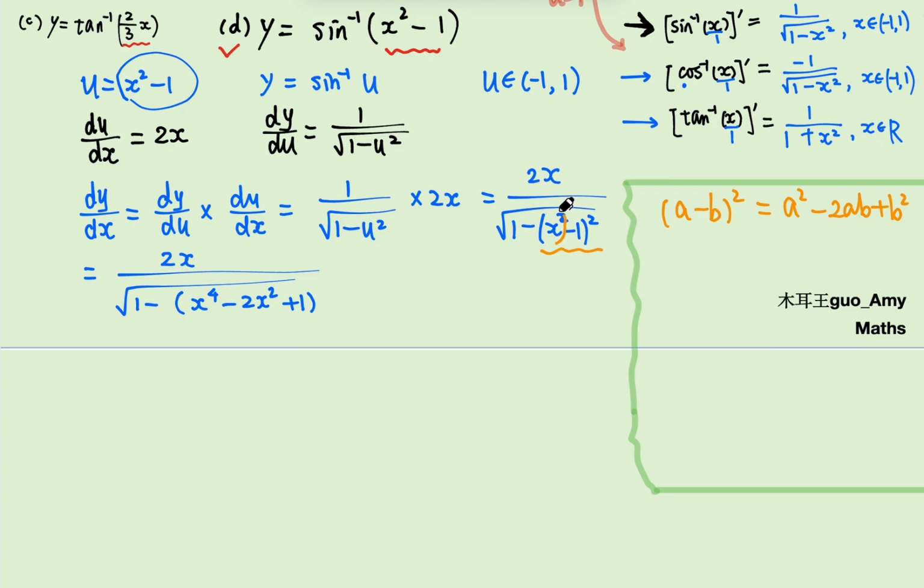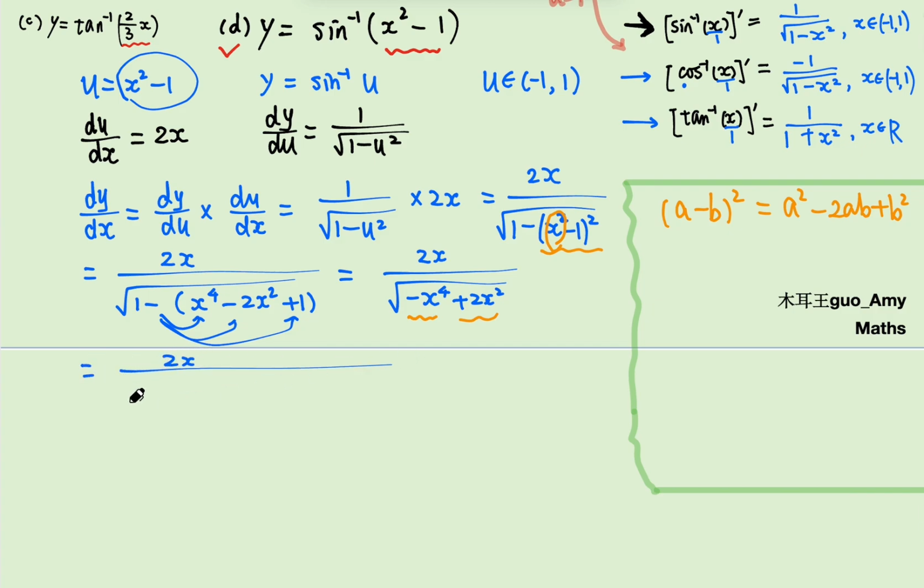Here, by comparing with the formula, a is x squared and b is the number 1. By expanding the brackets, the positive 1 becomes negative, and 1 minus 1 is 0. Therefore, we will have root of negative x to the power 4 plus 2x squared. For these two terms, obviously there is a common factor, x squared. Then we factorize: x squared times (2 minus x squared). For the product, we can separate them to obtain root x squared times root of (2 minus x squared).